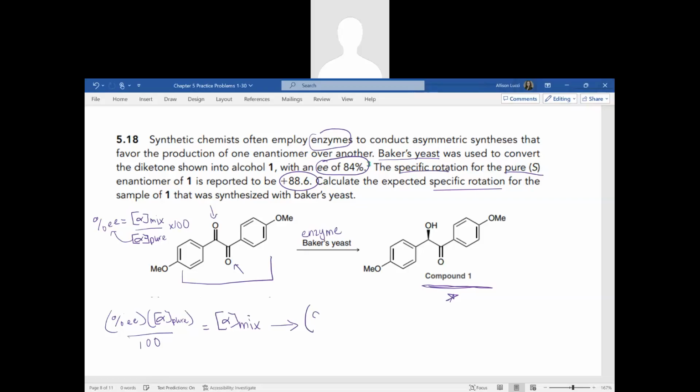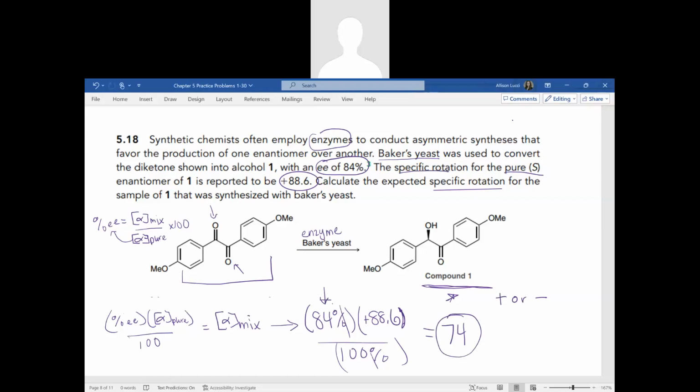So our percent EE was given as 84%. We'll plug that in, and then we have our alpha of our pure, that's positive 88.6. So we'll plug that in next, and then we have divided by 100%. So our percentages cancel out, and if we plug these numbers in, we would get about 74.4. But with rounding to only 2 sig figs because of this 84%, our magnitude would then be 74. But we also need to determine the sign of the specific rotation, either positive or negative.